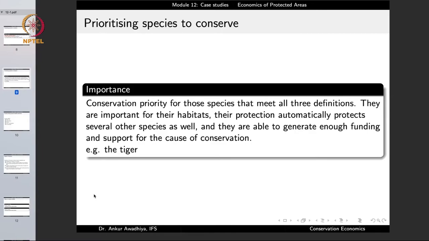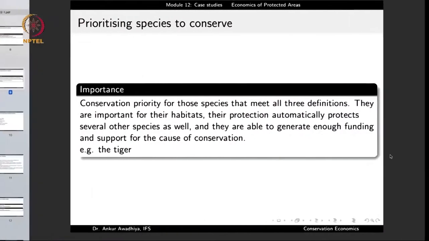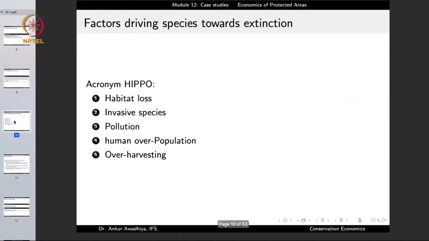By protecting tigers, or by allocating funds for the conservation of tigers, we are able to achieve a lot of our goals of conservation. Now, in this context, it is prudent to remember, why are these species threatened? Why are we doing this conservation at all? Why are we setting up these protected areas?